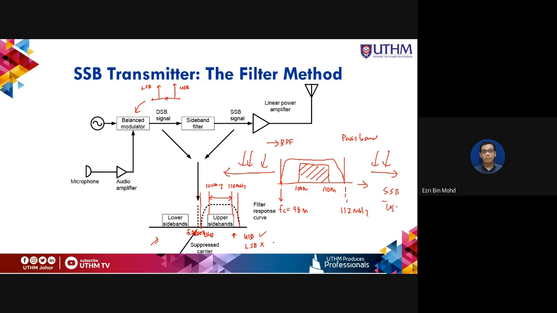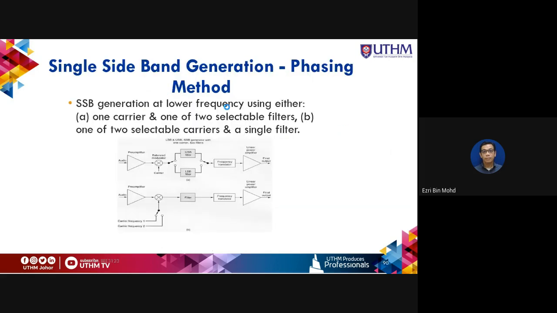So that we can produce only a single sideband, which is the upper sideband, to be transmitted, and this signal will be amplified by a linear power amplifier before transmitting the signal to the receiver. So this one is the filter method of producing SSB signals. And then the other one is by using a phasing method. Single sideband generation at low frequency uses either one carrier and two selectable filters, or two selectable carriers and a single filter.